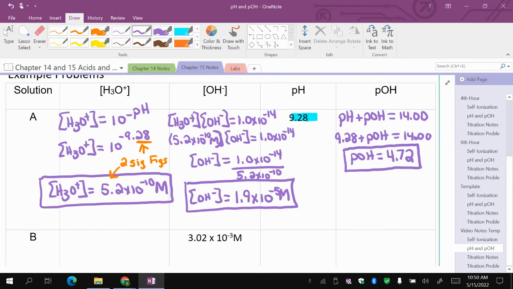So what I want you to do now is for solution B, we have a hydroxide ion concentration of 3.02 times 10 to the negative third molar. I want you to find the hydronium ion concentration, the pH, and the pOH. Once you find those three, I want you to share with someone around you, and then to make sure you guys agree.